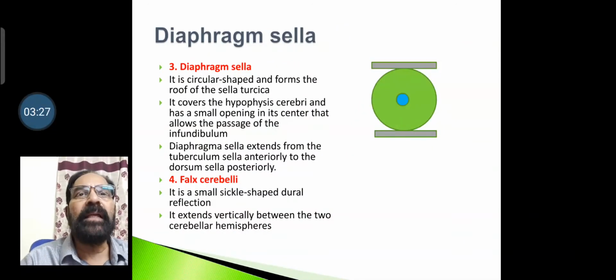Then we go to diaphragm sellae. It is circular in shape and forms the roof of sella turcica. It covers the hypophysis cerebri and has a small opening in its center that allows the passage of the infundibulum of the pituitary gland. Diaphragm sellae extends from tuberculum sellae anteriorly to the dorsum sellae posteriorly. And the last of the dural folds is the falx cerebelli. It is a small sickle shaped dural reflection, and it extends vertically between the two cerebellar hemispheres.